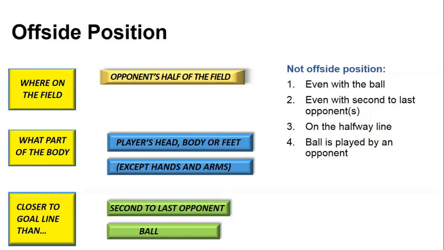So first and foremost, we're going to talk about offside position. There are three elements to offside position. Where is the player on the field? Are they in the opponent's half of the field? What part of the body is in the opponent's half of the field? Is it the head, body, or feet? The hands or arms, you would not count. Closer to the goal line than the second last opponent and the ball. Remember, if you're even with the ball, even with the second last opponent, on the halfway line, or the ball is played by an opponent, those offset the offside. They are not in an offside position.